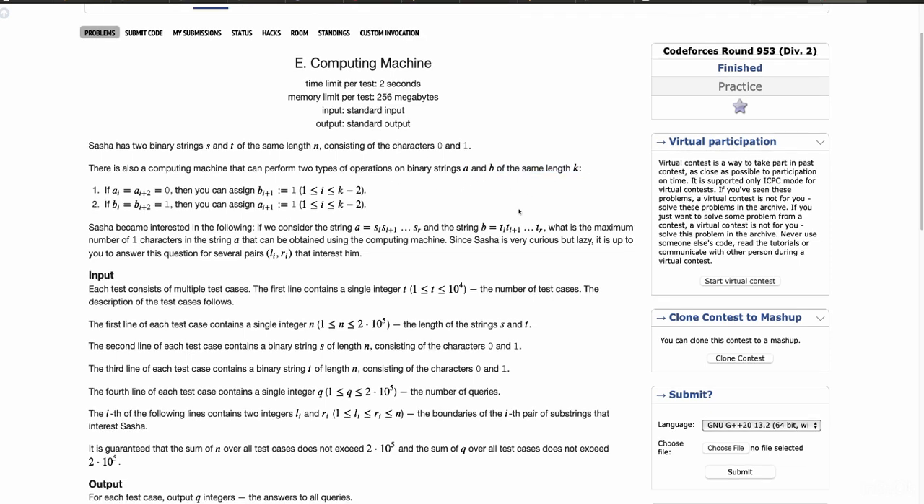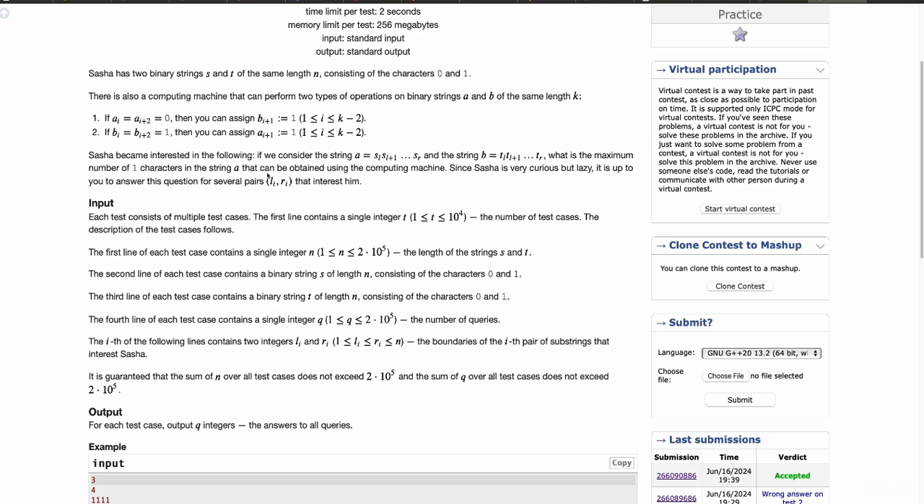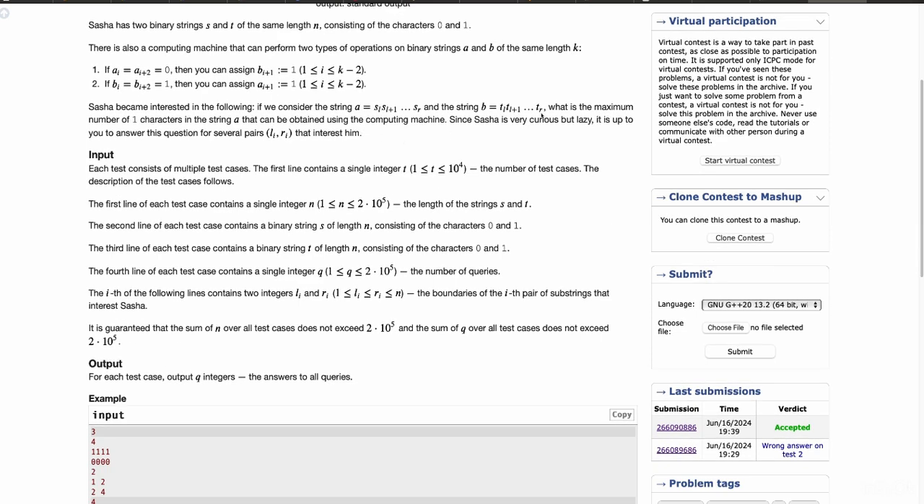Remember that. So if a_i equals a_{i+2} equals 0, then you can assign b_{i+1} equals 1. I'll explain what this means later. It's pretty trivial. Again, if we have b_i equals b_{i+2} equals 1, then you can assign a_{i+1} equals 1. And if you consider the strings a equals s_l to s_r and b equals t_l to t_r, then what is the maximum number of 1 characters in the string a that can be obtained using the computing machine? This is what we want to know, and we have to answer such queries from L to R, where n is from 1 to 2e5 and q is again from 1 to 2e5.